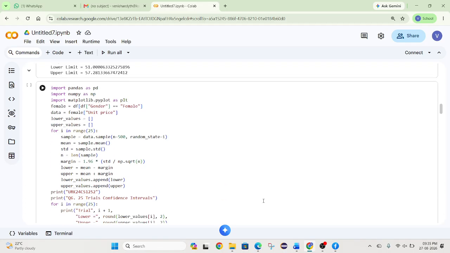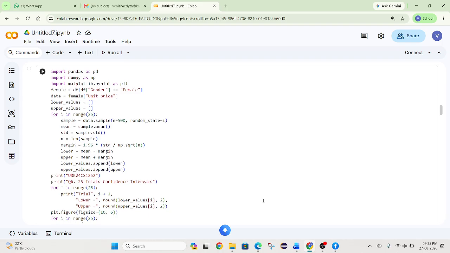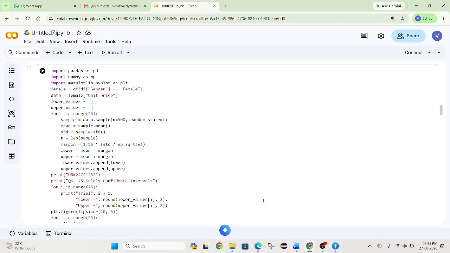Next, question 6 is about 25 trials. Here we are repeating the confidence interval calculation 25 times to understand the data very well. Each time we take a different sample of 500. We calculate the 95% confidence interval for every sample. Finally, we draw all the intervals in this graph.